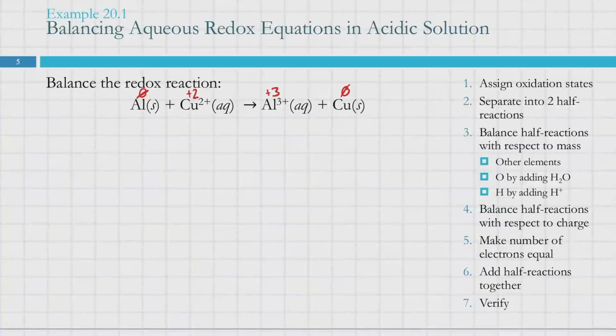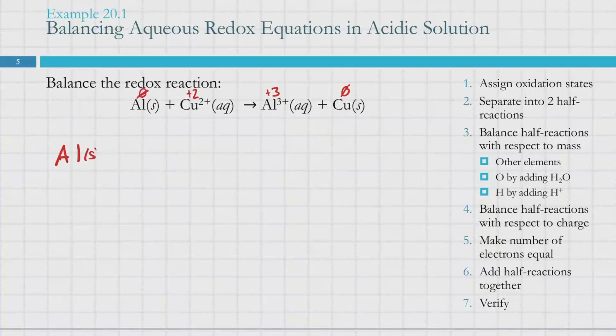Now that we've got our oxidation states assigned, we need to separate them into our two half reactions. It is also good practice, preparing us for the exam, when I'm going to ask us to label them as reduction and oxidation half reactions to identify which one's being oxidized and which one is being reduced. Aluminum starts from a 0 and goes to a +3. How did its oxidation state change? It went up, and so aluminum was oxidized.